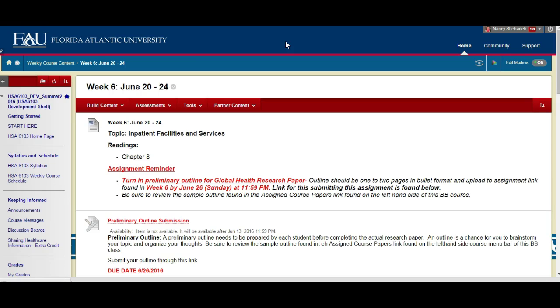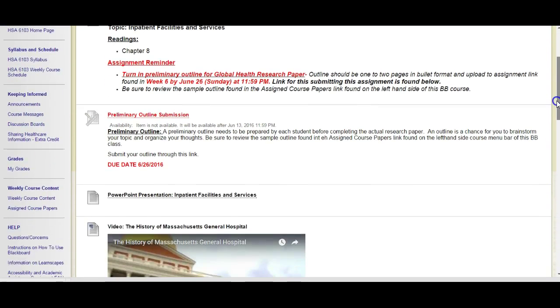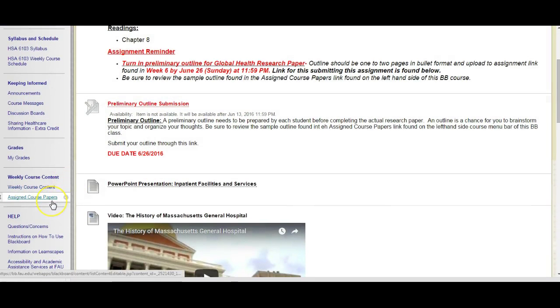I strongly suggest or advise you to check out the sample outline that's found in the assigned course papers link found on the left-hand side of this course. So here is the link. Assigned course papers.